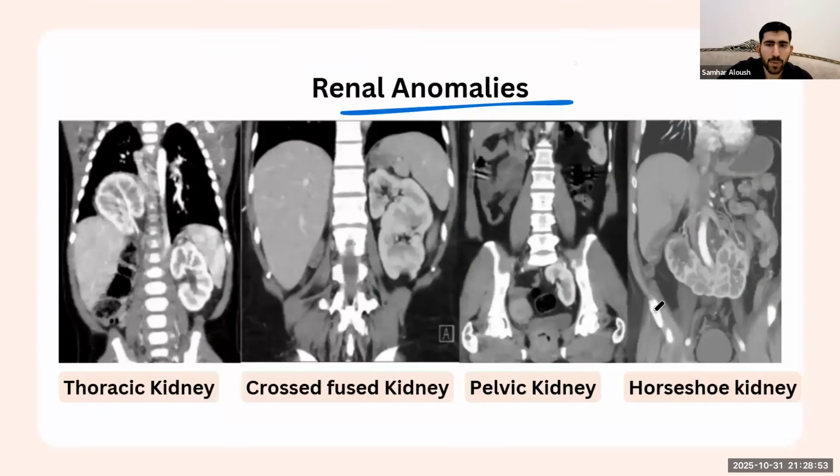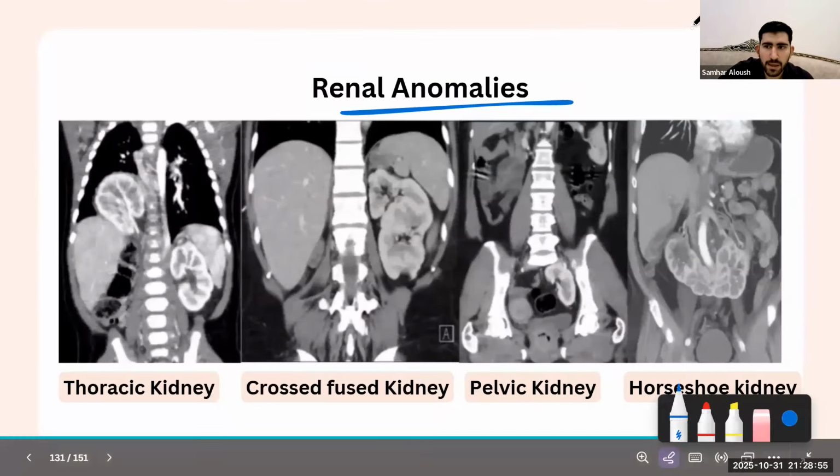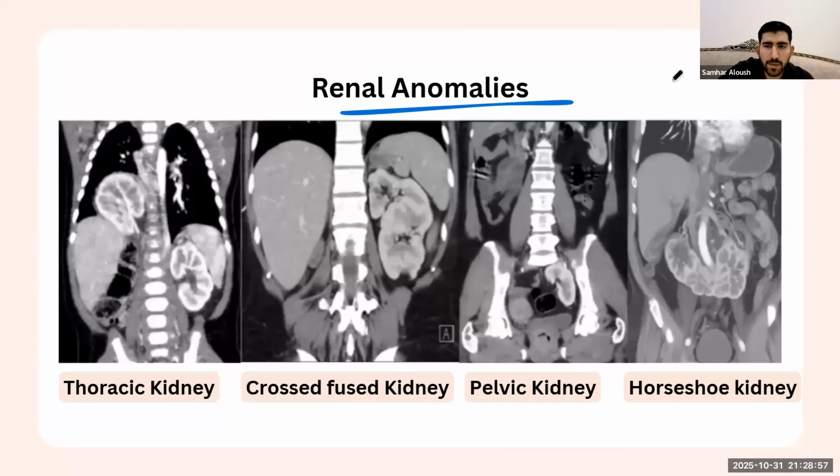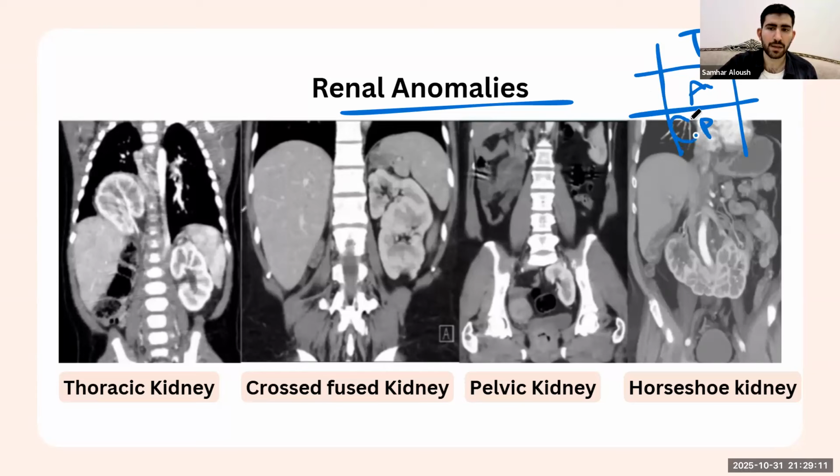Then we have some renal anomalies. Let's explain how the kidney develops. At the beginning, this is the human body. Here we have the thoracic area, which is the chest, like lungs and stuff. Here we have the abdomen area, which is stomach, intestine, and here we have the pelvic area. The kidney starts here, and then it ascends to the abdominal area. Kidneys on both sides ascend to the abdominal area.